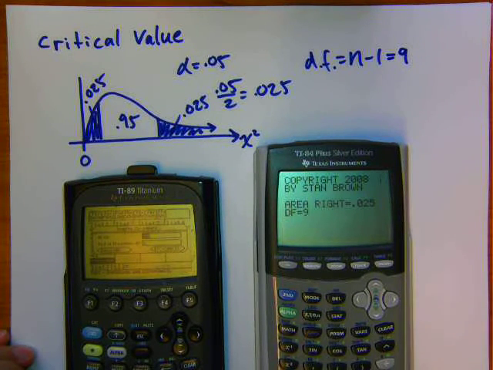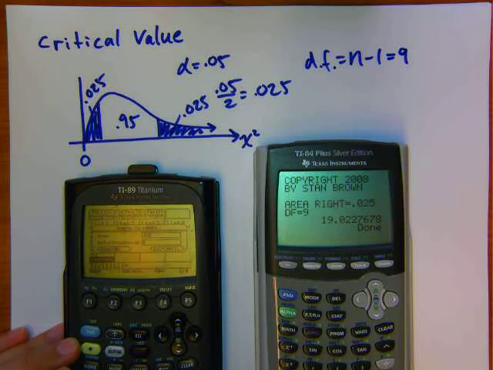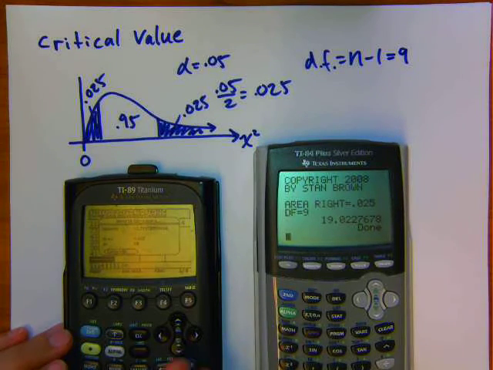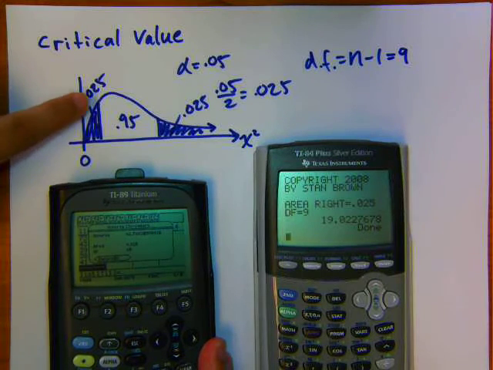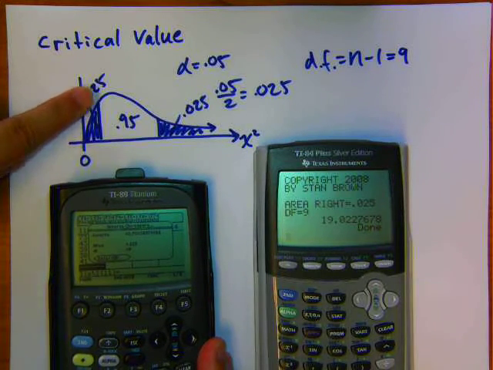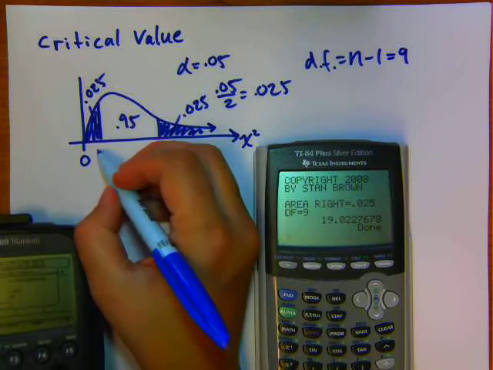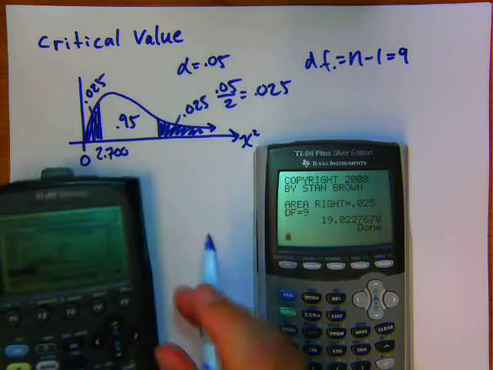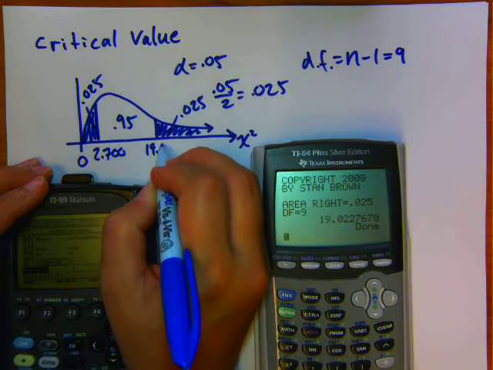And it's going to think in here. On the TI-89, when I type in 0.025 and the 9, it's actually going to give me the left-hand value, so opposite the 84. The TI-89 is doing the area to the left of the point. So when I typed in 0.025, it gave me a different number than my TI-84. It gave me 2.70. And on this one is 19.023.